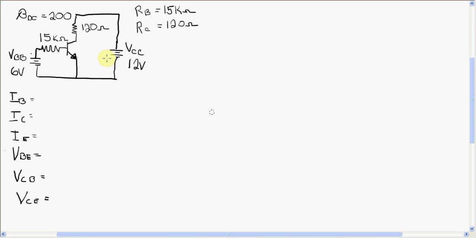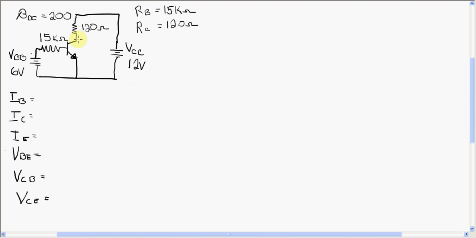The circuit here is the one that was left on the board at the end of last class. And in this video we're going to solve where it sits now, or where the Q point is. The Q point is really, if you imagine a load line between saturation and cutoff, where we're trying to center that load line.